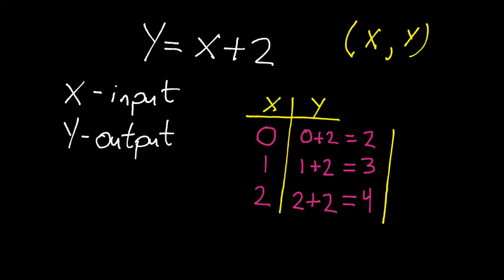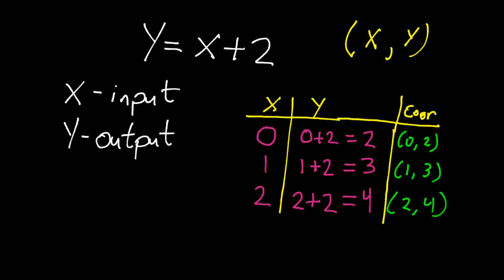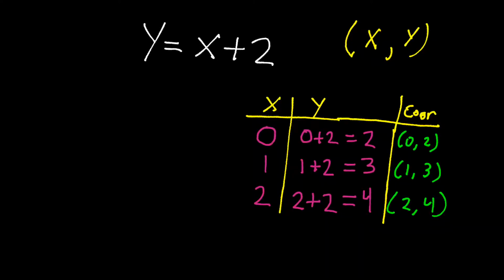So I could make a third column here for coordinates, which I'll just abbreviate COOR, coordinates. And I take my input and the output, and those become our coordinates. So here I would have (0, 2), (1, 3), and (2, 4). And then if I drew my coordinate plane, give me one moment to put that in here, I can graph my coordinates that match this function.